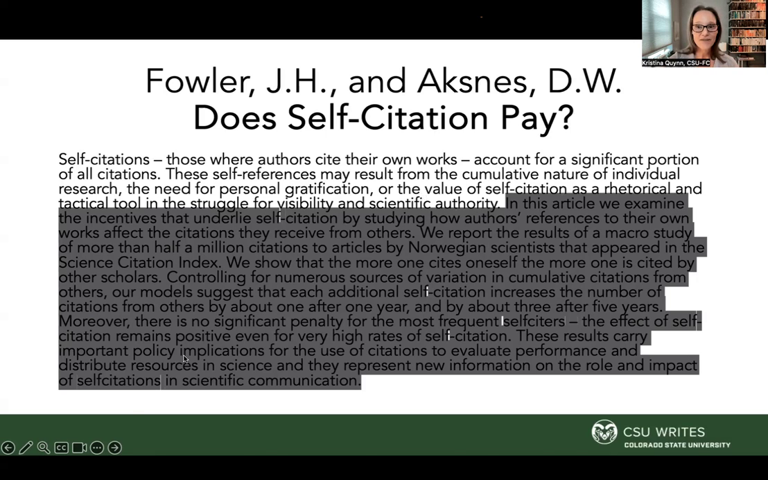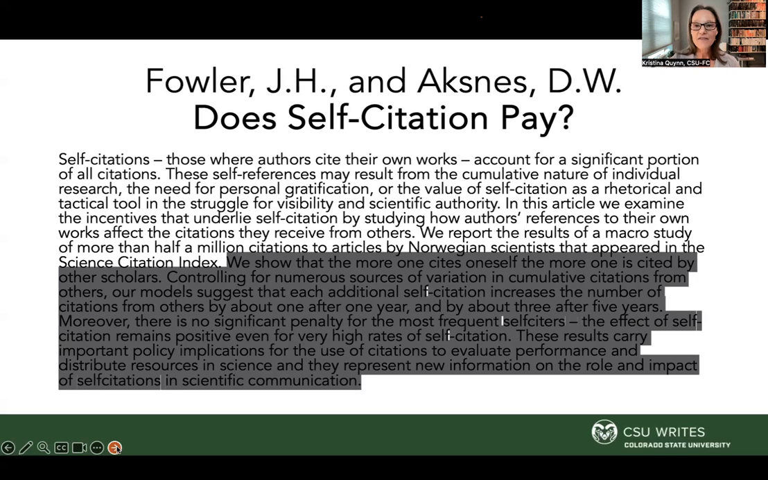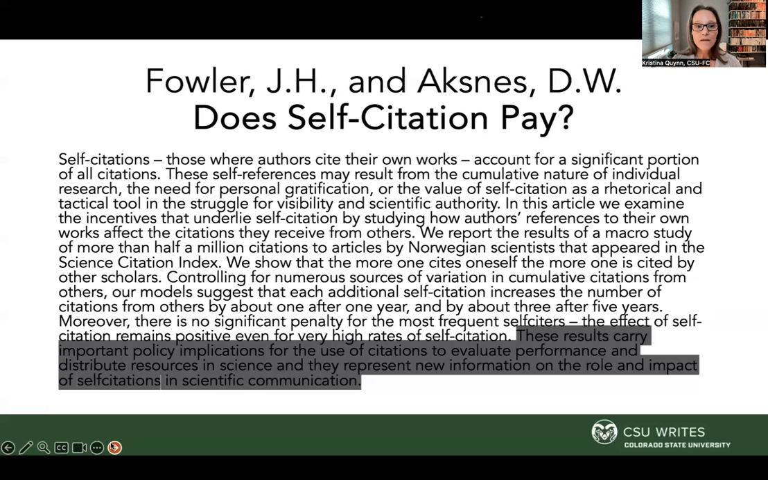Many different reasons, right? They find that in this article, we examine the incentives that underlie self-citation by studying how authors' references to their own works affect the citations they receive from others. We report the results of a macro study of more than 500,000 citations to articles by Norwegian scientists that appeared in the citation index. Notice then we move towards what it is that they've done to now what it is that they show.